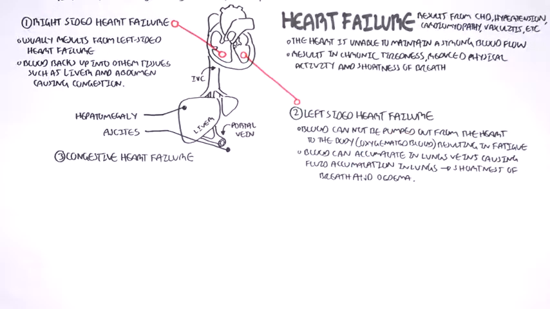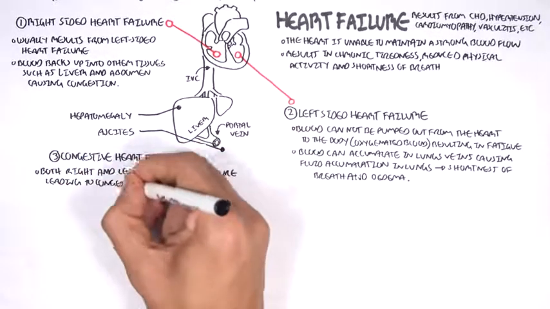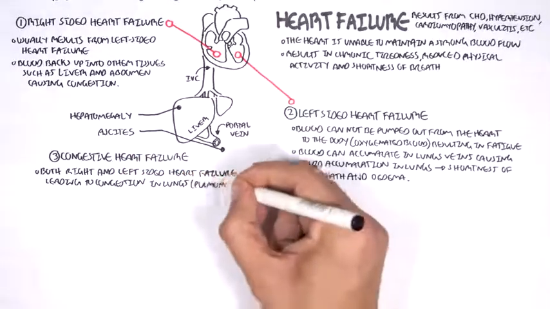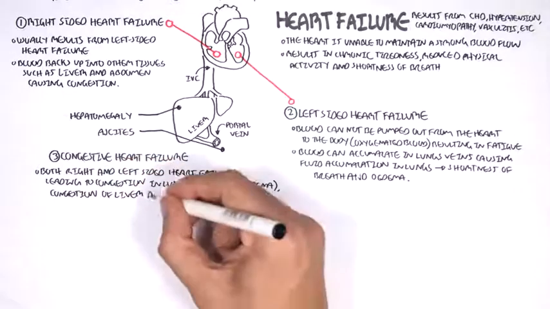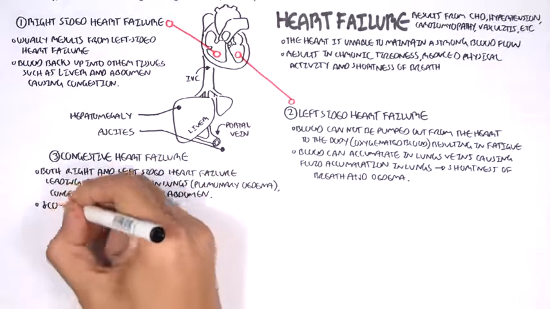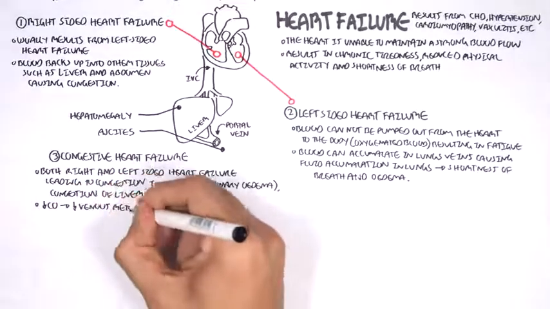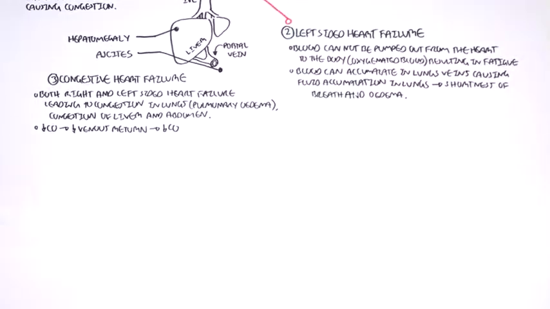The third type of heart failure is congestive heart failure, which involves both right and left-sided heart failures, leading to congestion in the lungs, pulmonary edema, and congestion of the liver and abdominal area. We have a decreased cardiac output, like in all heart failures, which leads to a decrease in venous return to the heart, which results in a decrease in stroke volume and cardiac output again. This cycle continues if the underlying problem is not solved.